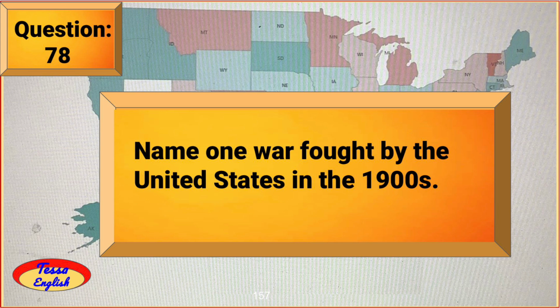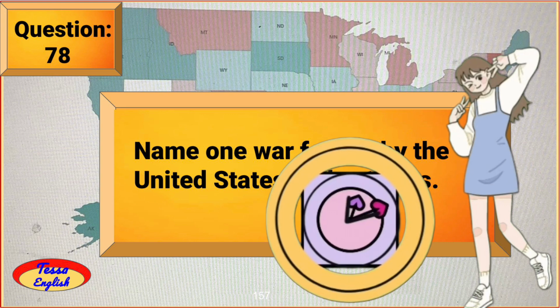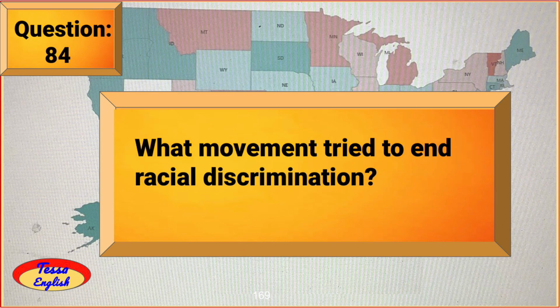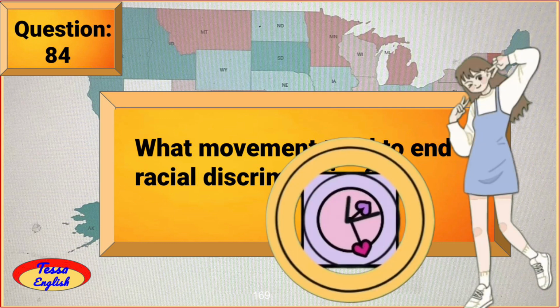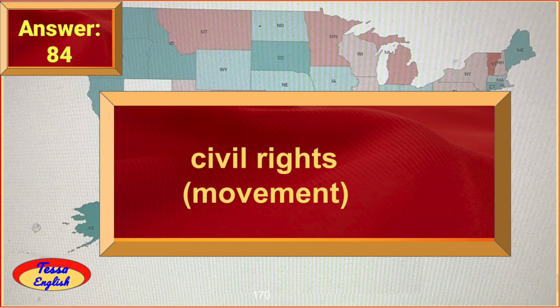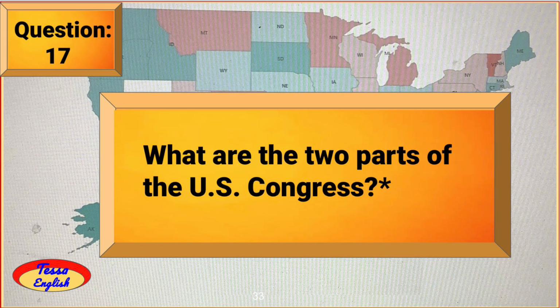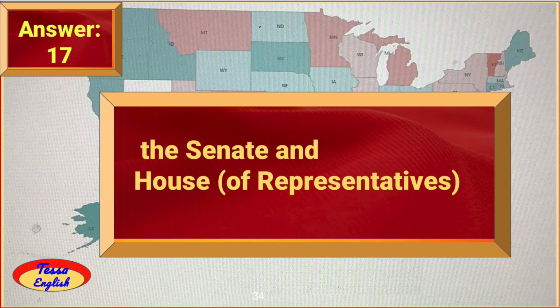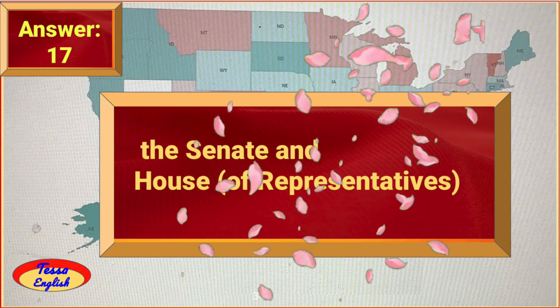Name one war fought by the United States in the 1900s. World War II. What movement tried to end racial discrimination? Civil rights. What are the two parts of the U.S. Congress? The Senate and House of Representatives.